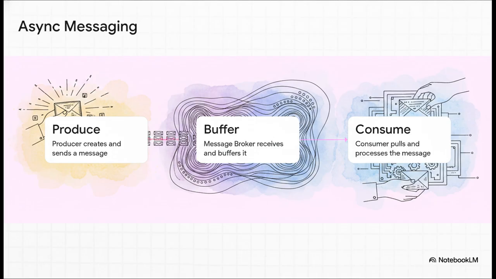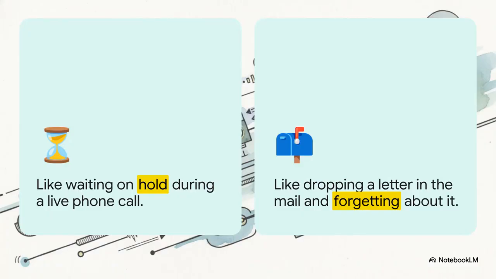The real beauty here is the extreme decoupling. Producers and consumers don't even need to know about each other's existence. The broker acts as a crucial shock absorber. If the consumer crashes or gets hammered by a massive spike in traffic, no problem. The broker just safely holds on to those messages until the consumer recovers. To put that into perspective, think of it this way.